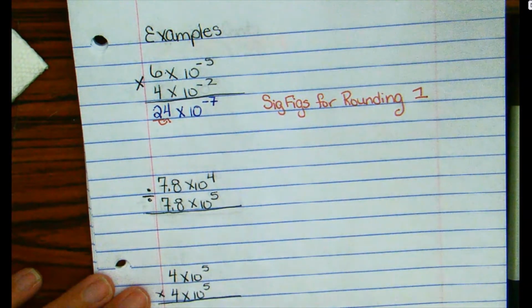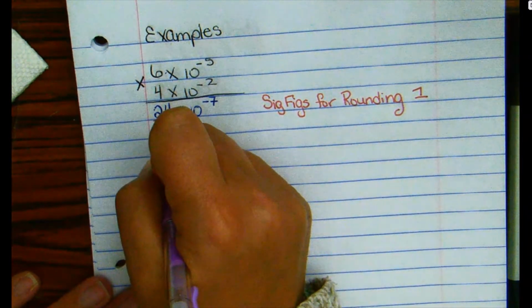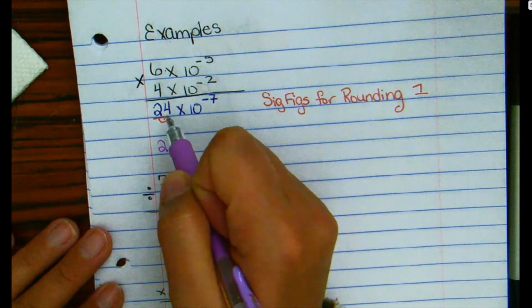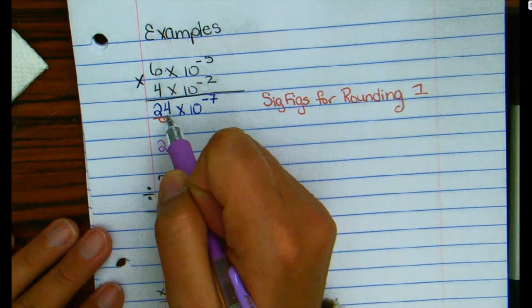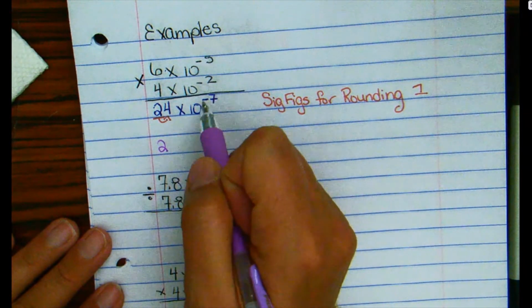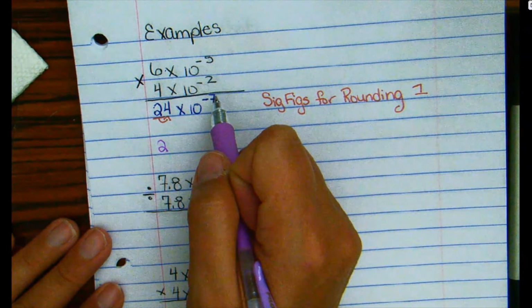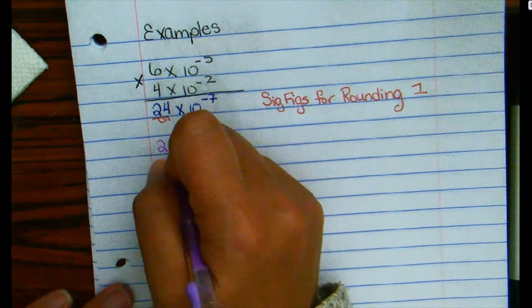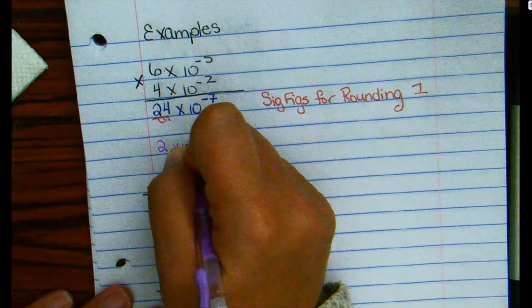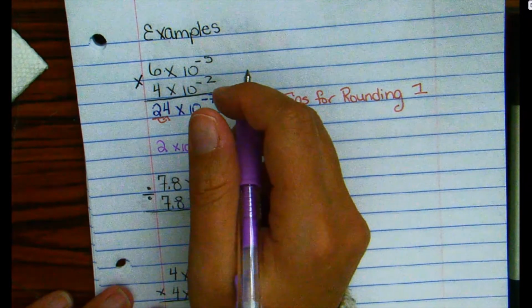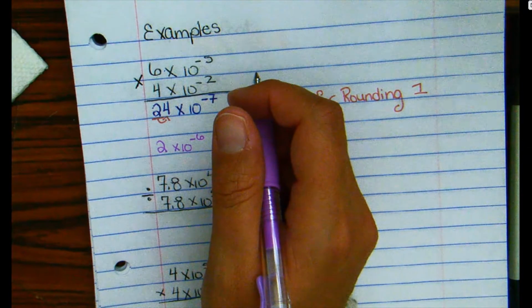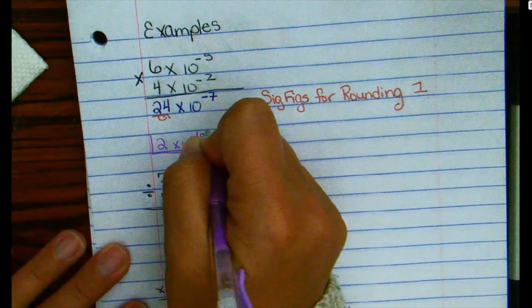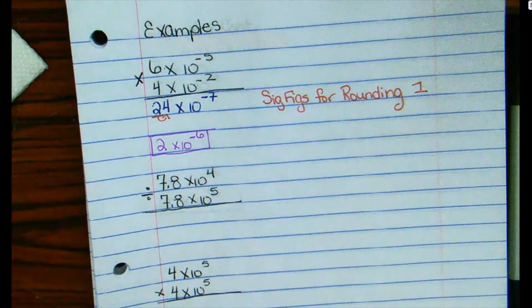Sorry, color coding. 2 will actually be 20, but remember, I got to move it 1 to the left. So when you're moving it 1 to the left, you have to subtract 1 from up here. So it's 2 times 10 to the negative 6th. And that is your final answer. 2 times 10 to the negative 6th.